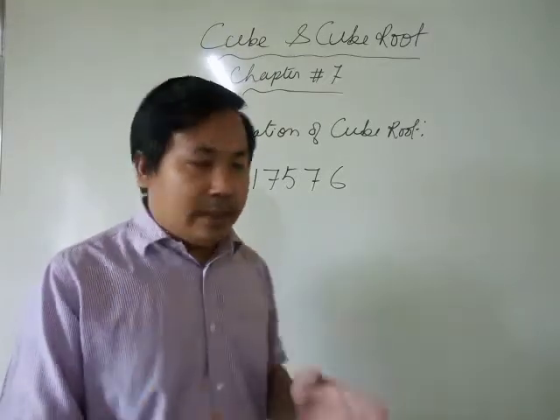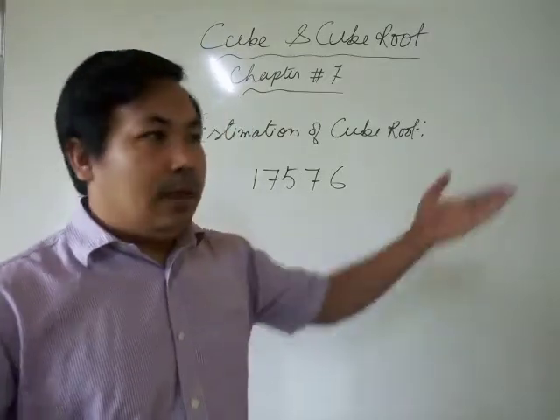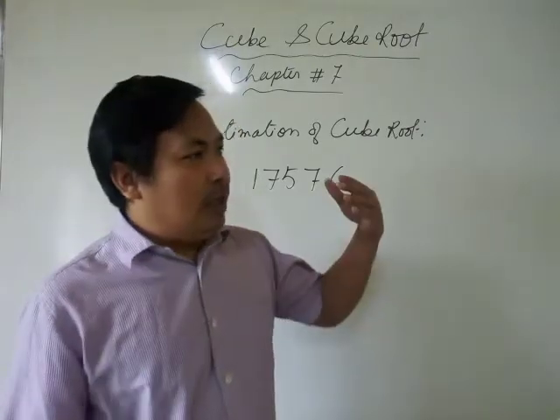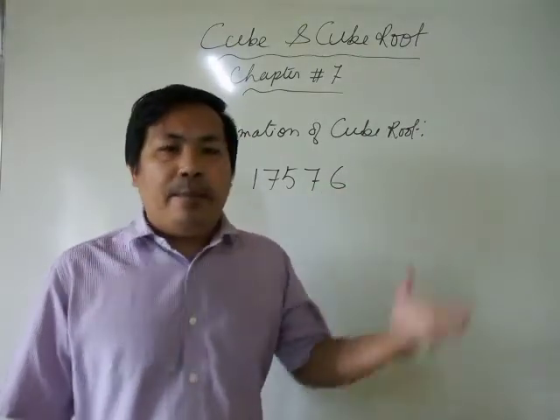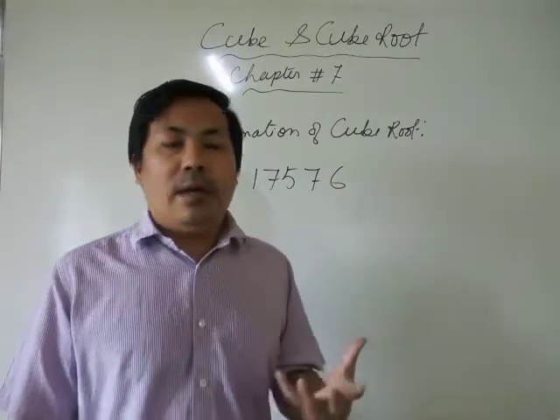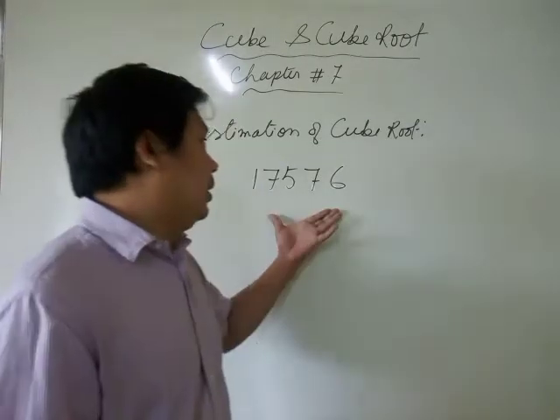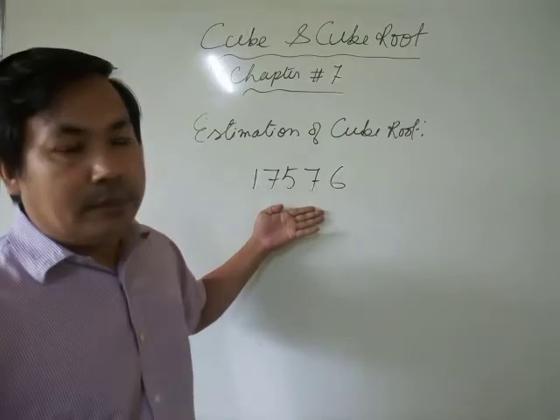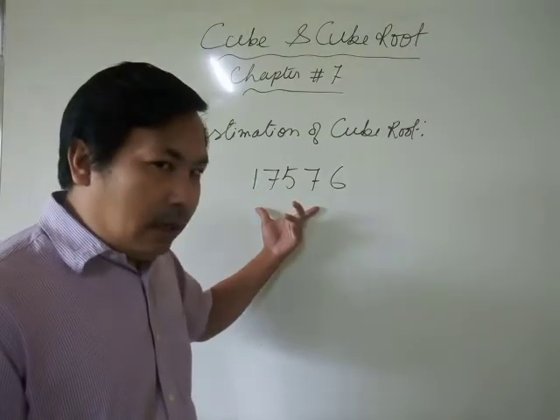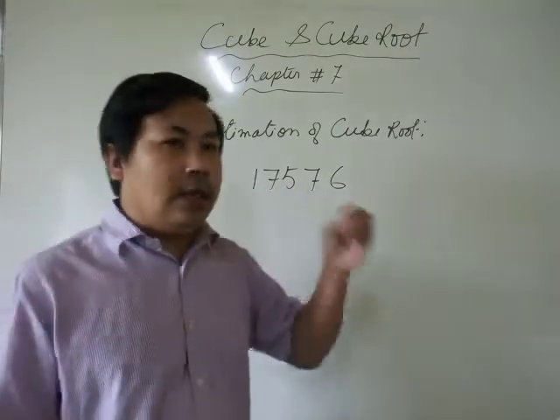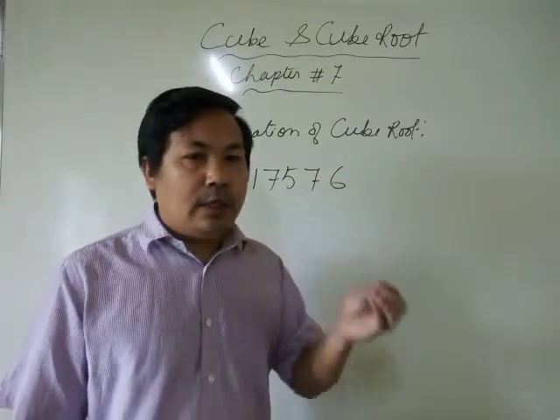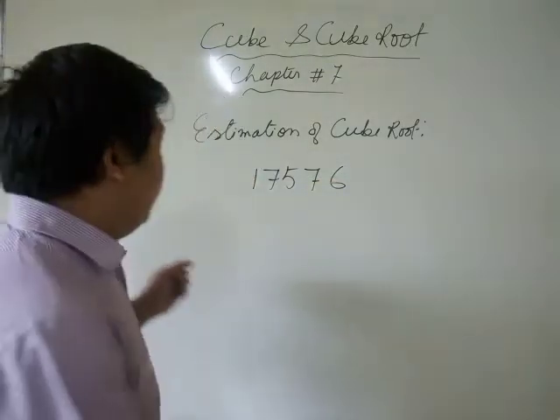So how can we estimate without that long process of dividing, multiplying, or prime factorization? Without that, sometimes we can estimate the cube root of this number. This is a perfect cube, so we can estimate its cube root. What would be the cube root of this number?